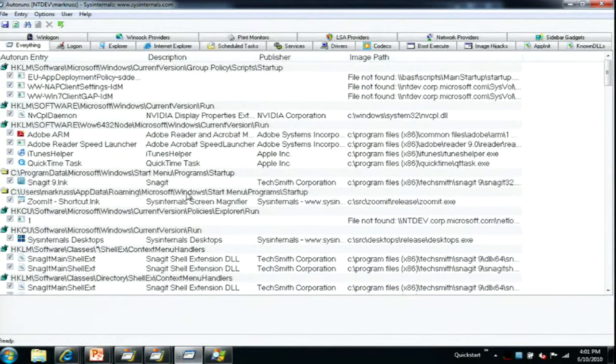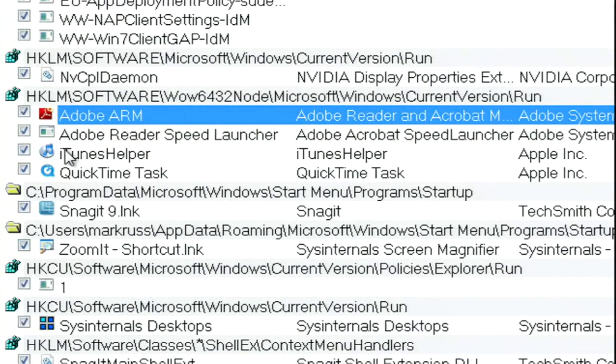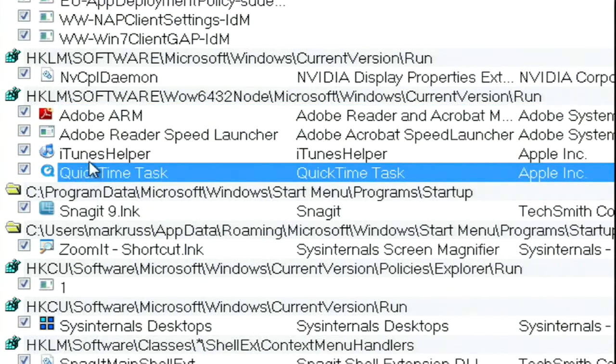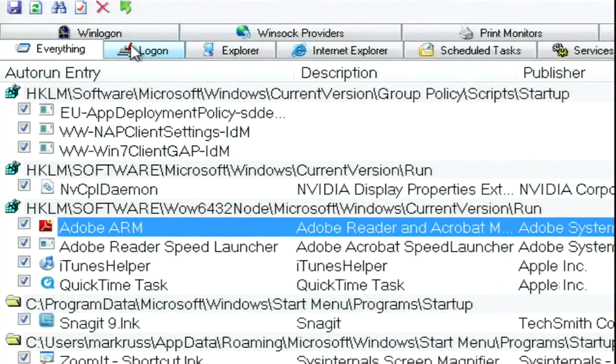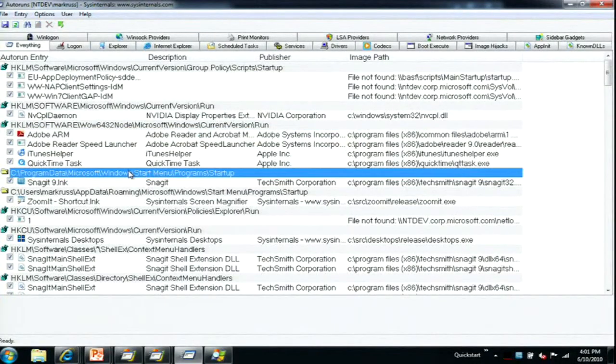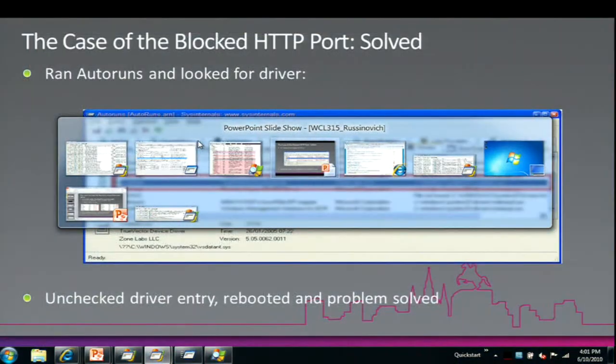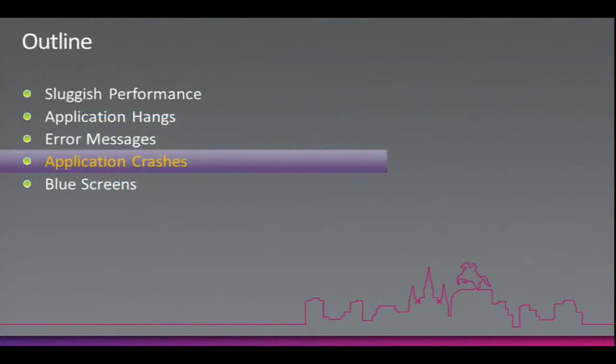No, that's not it. Oh, here we go. So basically everything in this run key, bad, bad, bad, bad. So I'll deal with that later. But just FYI, keep your own systems clean. Get rid of that kind of bad stuff.